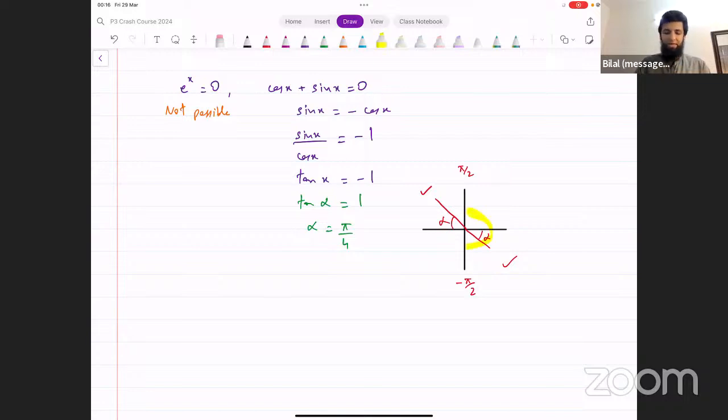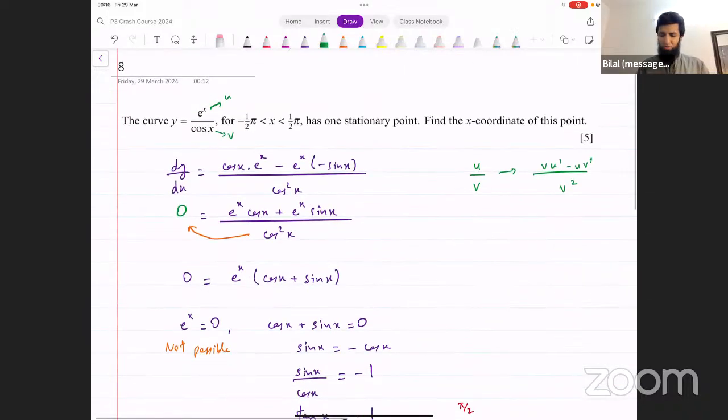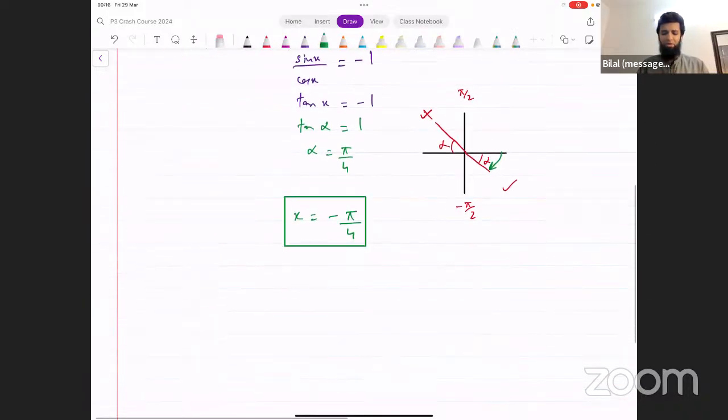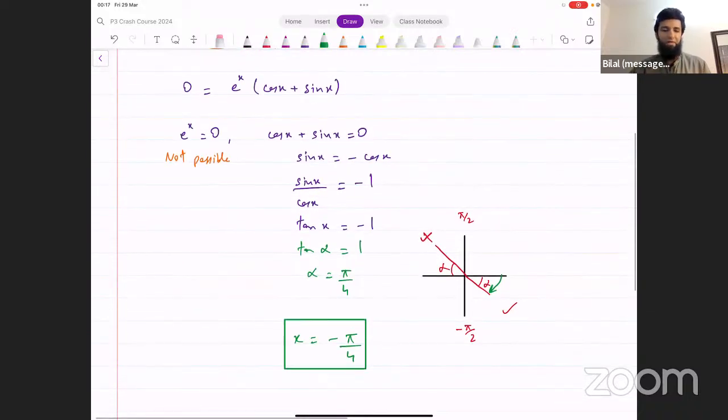So that means the second quadrant, therefore, is not possible. That's outside the interval. So we're only going to be looking at this value. Now, this is the interval from minus pi over 2 to plus pi over 2. We would be taking the negative value here, going like this. Okay, so what's the value of x that we get here? We get x equals minus pi over 4. And that's the x coordinate of stationary point that we were looking for. X equals minus pi over 4. So after all those questions that we've done, this was actually quite straightforward.